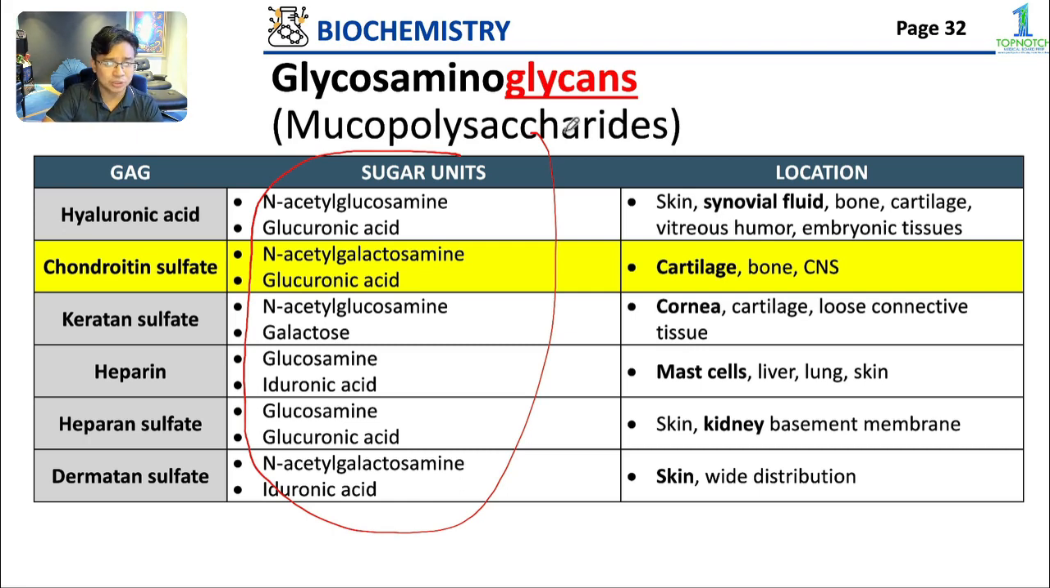Most GAGs are found in the synovial fluid. Chondroitin sulfate in the cartilage, keratin sulfate in the cornea, heparin in the mast cells, heparan sulfate in the kidneys, and dermatan sulfate in the skin. But among all of them, chondroitin sulfate is the most abundant GAG in the body, not hyaluronic acid. Okay? Take note of that.